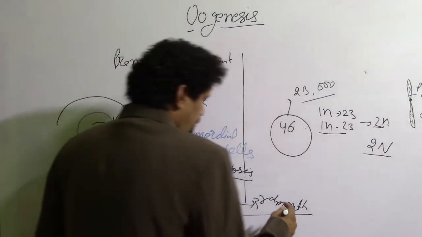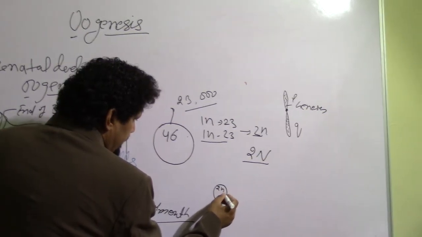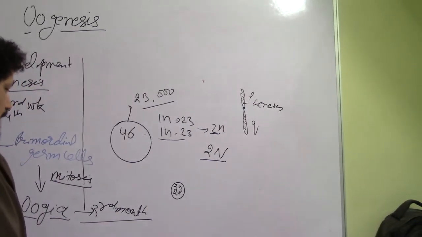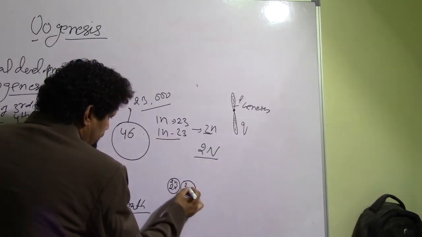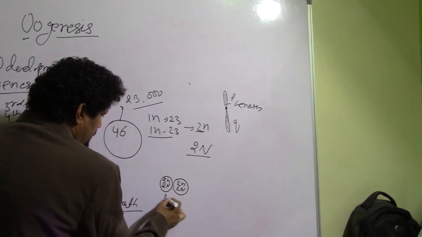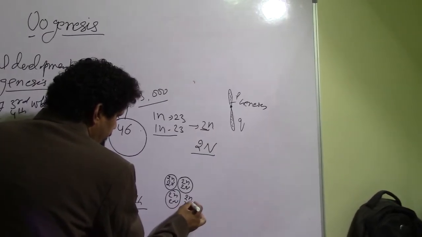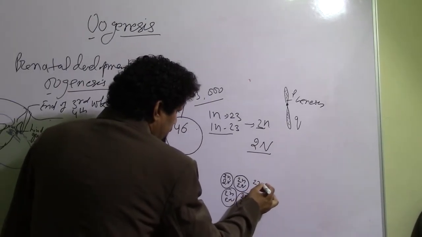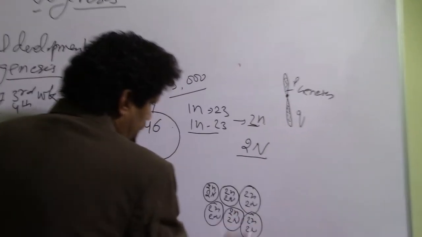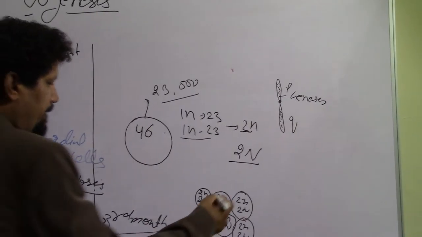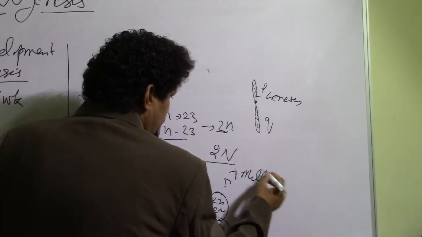These oogonia also have the same number of chromosomes, that is 2n, and the same amount of DNA, that is 2N. These oogonia divide by mitosis, and these cells are seen in bunch form like this. At the end of the fifth month, there are 7 million oogonia.